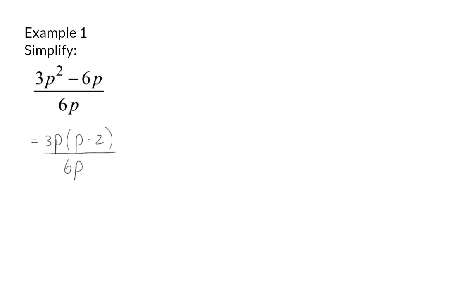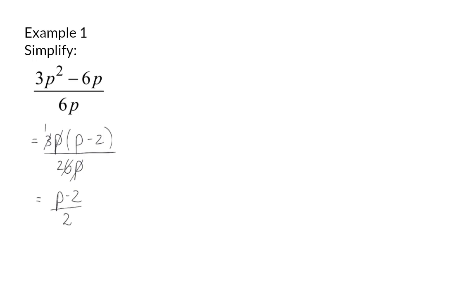And now we can divide by the common factors in the numerator and denominator. Therefore, we can say p divided by p is 1, and 3 divided by 6 is a half. Therefore, our final answer has 1 times p minus 2 in the numerator, or simply p minus 2, over 2 in our denominator.